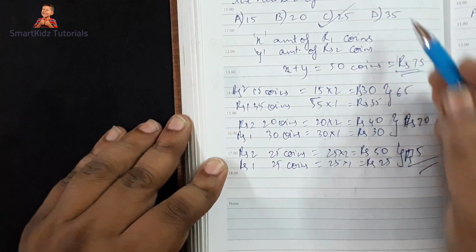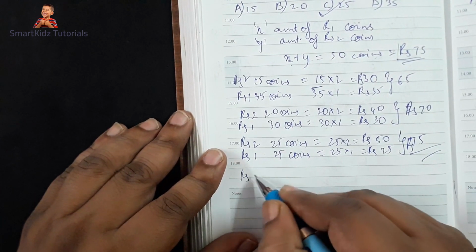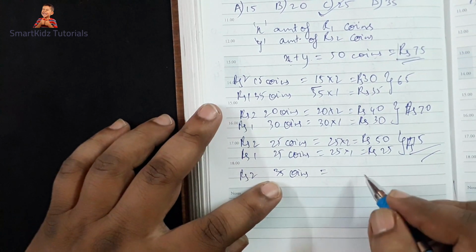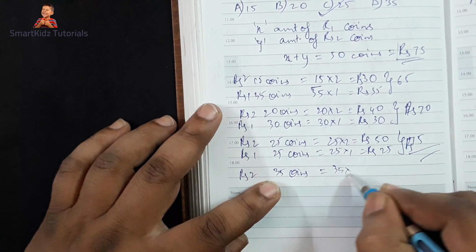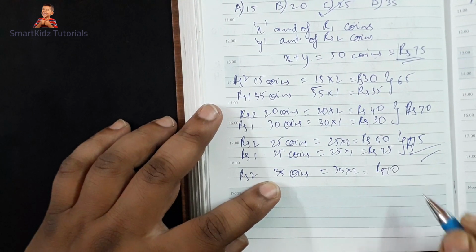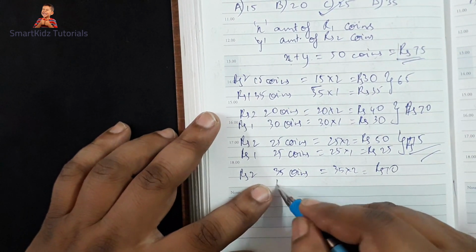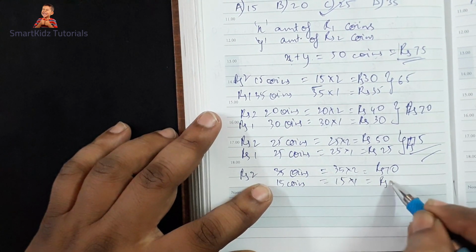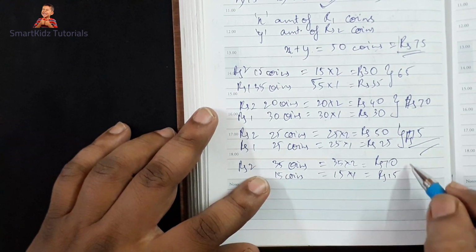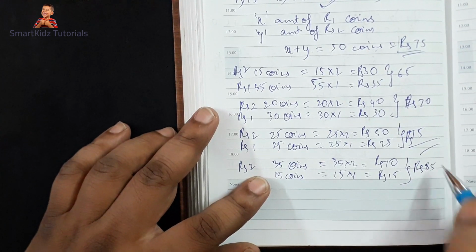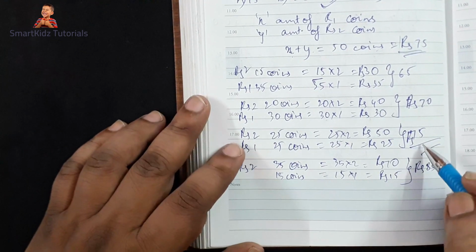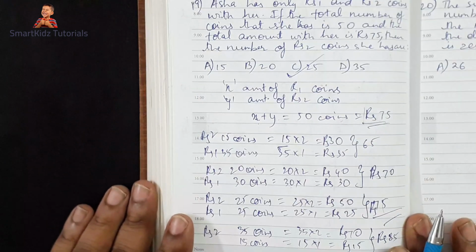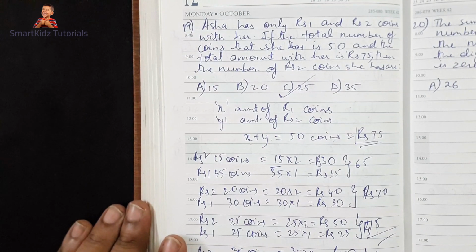You can check the 35 also. It will be more. If it is 35 coins of 2 rupees, that means 35 into 2 comes to rupees 70. So this is already coming to 70 rupees here. And that means 15 coins should be left. And 15 into 1 is rupees 15. But 70 plus 15 comes to 85 rupees. So clearly this is not the answer, and we get C as our correct option. Okay, so you understood how to solve this problem. Next, move to the next question.